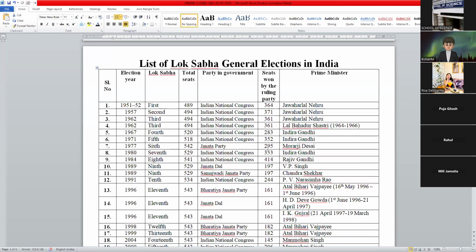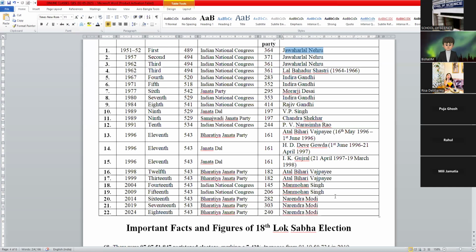Now, list of Lok Sabha general elections in India. This is very, very important. Election year 1951, the first general election took place in 1951 to 52. The total number of seats in Lok Sabha was 489. Out of 489 seats, the Congress party won 364 seats and Jawaharlal Nehru became the first Prime Minister of India. So all these things you must note, okay?